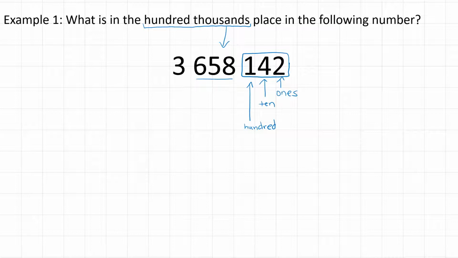Starting from the right, in this group of three, we've got the 1,000s, which is the 8. We've got the 10,000s, which is the digit 5. And finally, the 100,000s is the digit 6. So your final answer for this question is the digit 6 is in the 100,000s place.